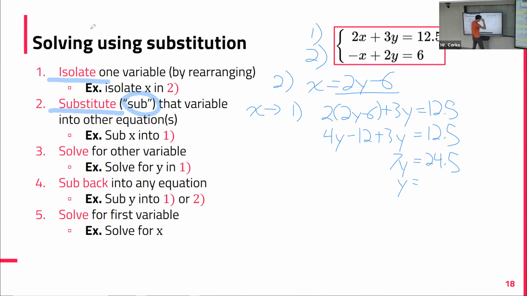Okay, so just again, some no calculator strategies. Let's get rid of the decimal here and just double everything. 14 and 49. Then we just divide everything by 7. We can see that 2y is equal to 7. So y is equal to 3.5.